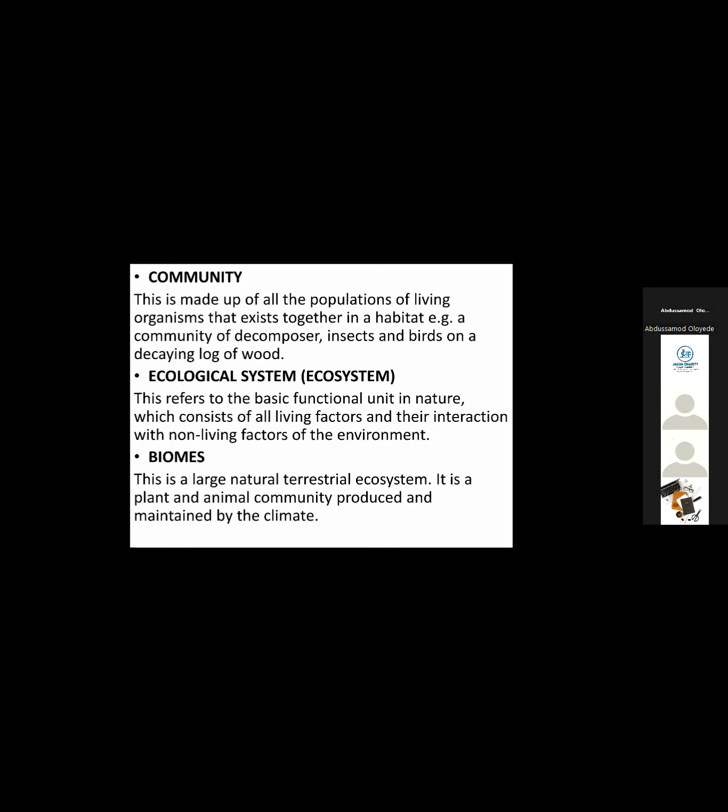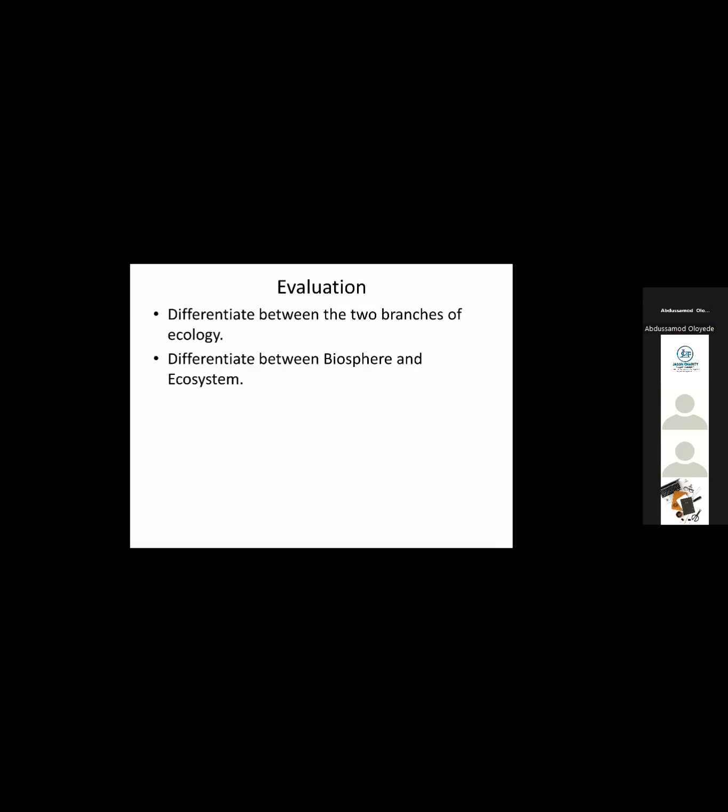Now biomes. A biome is a large natural terrestrial ecosystem. So when we talk of a larger natural ecosystem, it refers to biomes, or we can define it as a larger natural ecosystem dominated by specific vegetation. So that is biomes. These are the ecological concepts based on biology.